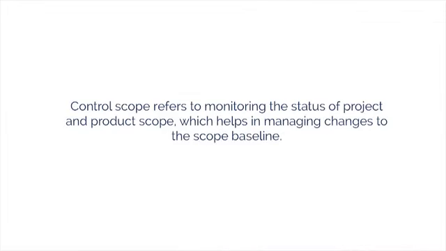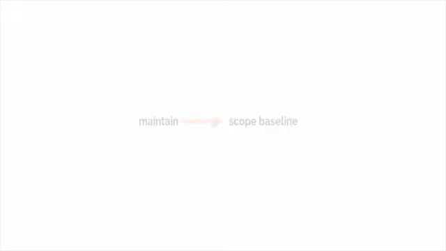The sixth and final process in project scope management is control scope. This refers to monitoring the status of the project and product scope, which helps in managing changes to the scope baseline. It ensures that the scope baseline is maintained throughout the project. Good scope control is critical to project management and requires you to balance the need to be flexible yet rigid when it comes to adding things that are necessary. In other words, adding any bells and whistles.